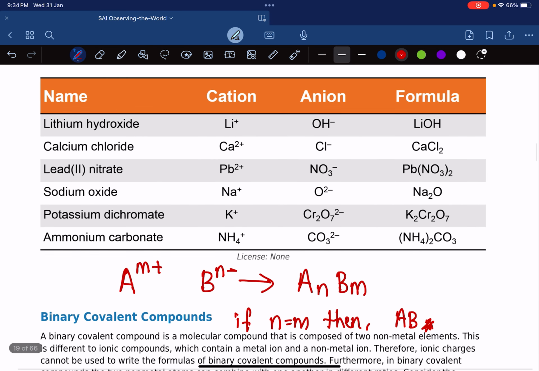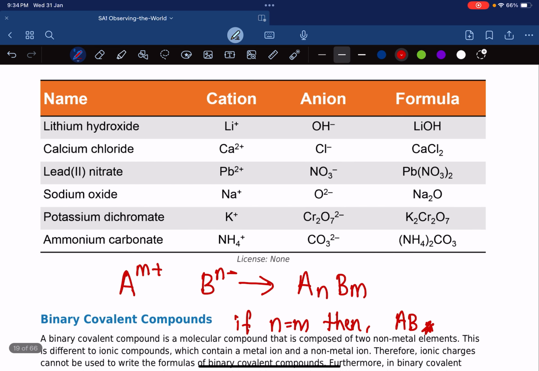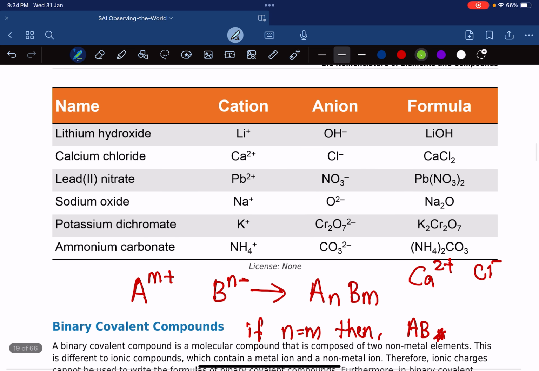For example, lithium is positive 1, hydroxide is negative 1, so it is just LiOH. That's it. In the case of calcium chloride, what happens is this 2 goes over here, and this 1 comes over here. So it becomes CaCl2. The 2 goes there, and we don't put the 1. This is how positive and negative ions are combined together.